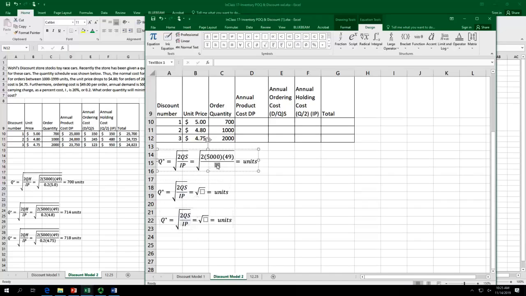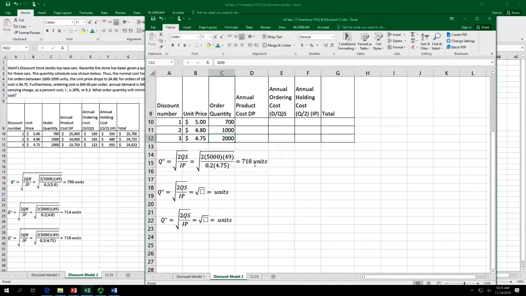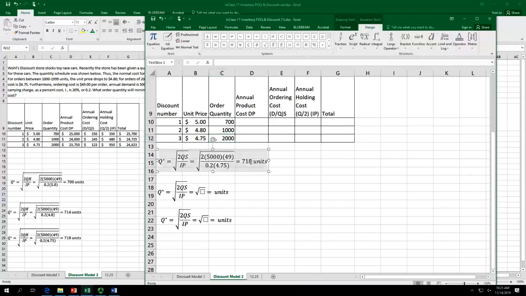So I is 0.2, and the unit price is 4.75. That's the first one we want to calculate. So this is 718 units. And this 718 units is not reaching 2,000 yet, so this one is not feasible as a price break quantity. How about the second one?